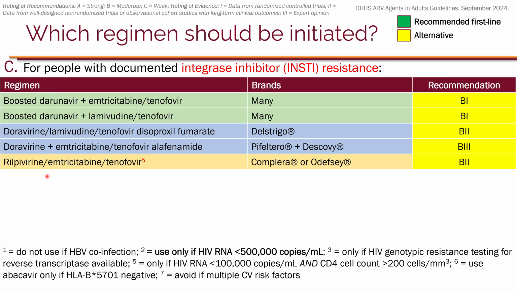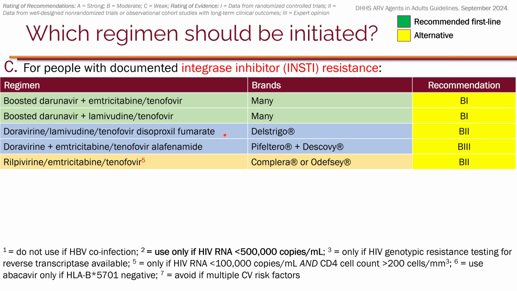Now, the third group of people to consider is, what if the results of the resistance testing come back and the patient actually has an integrase inhibitor resistance. For these patients, as mentioned, we have boosted Darunavir regimens that we can consider. Now, this obviously comes with a lot of drug-drug interactions. So if drug-drug interactions are prohibiting the patient from being on these regimens, other options are doravirine-based regimens.